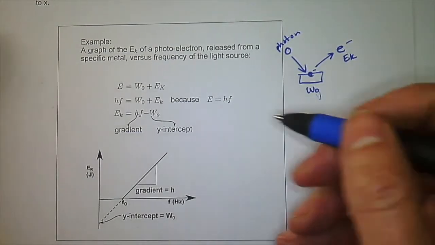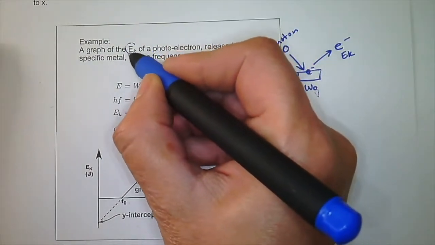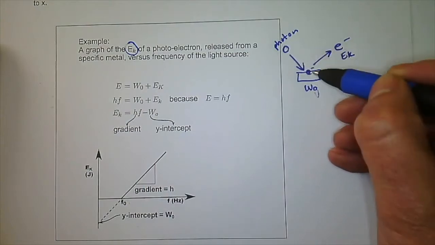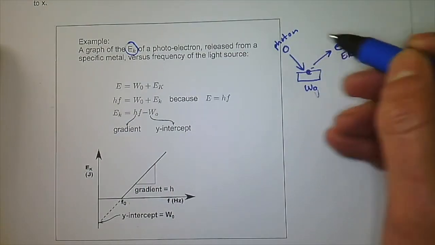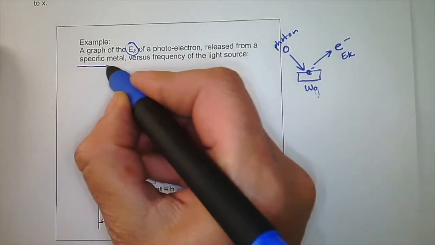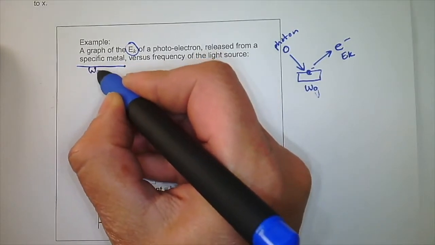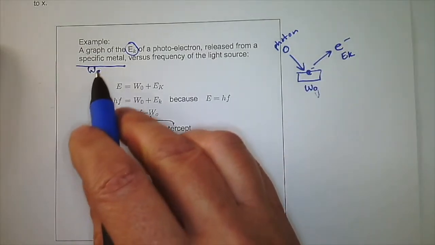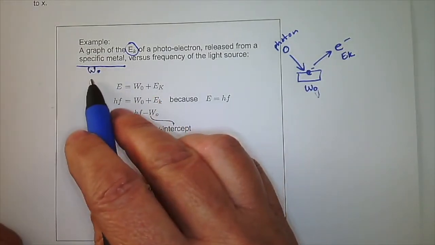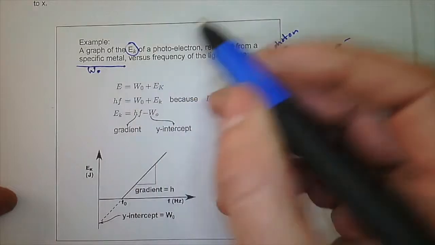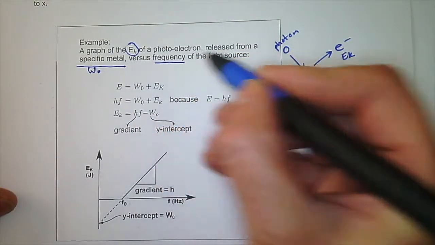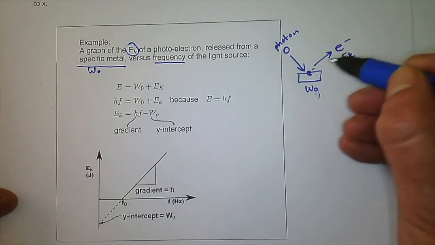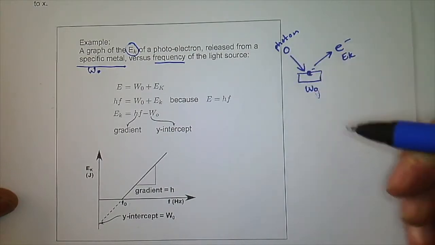And now you're asked to draw a graph of kinetic energy for the photoelectron that is released from a specific metal. Well, a specific metal is just one with a specific work function. Every metal has a different work function. So if they say specific metal, it means that work function is a constant. Right, and we must draw that versus the frequency of the light source. So you're drawing the kinetic energy of the released electron versus the frequency of the light source.